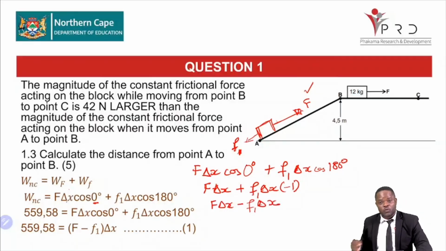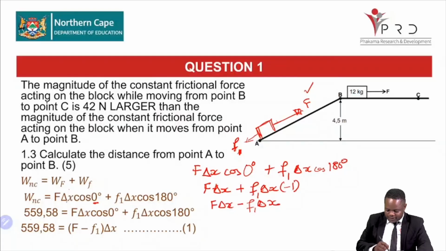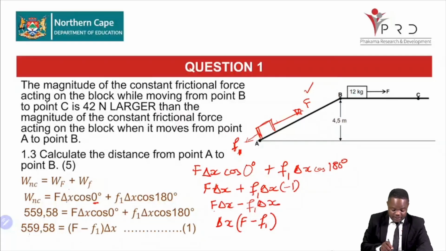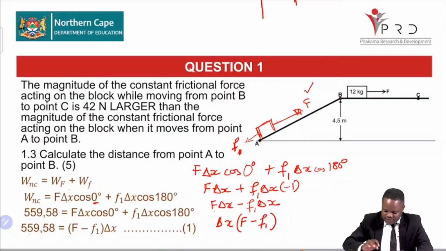So what do we do? We factorize. The common factor there is delta X. Then what do you remain with? You're going to remain with F minus F1, delta X. So we are going to take this now as our equation 1. Remember, this is on the right-hand side, and we're saying it is equivalent to the work done by the non-conservative forces. I hope it is making sense. This is our equation 1. We're deriving it from point A to point B. Let us proceed there. Let's just erase this and explain a few things again, grade 12.